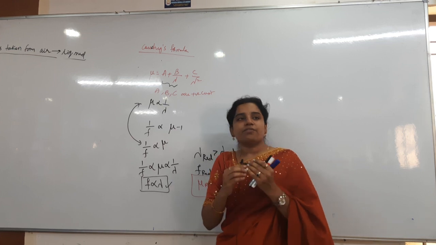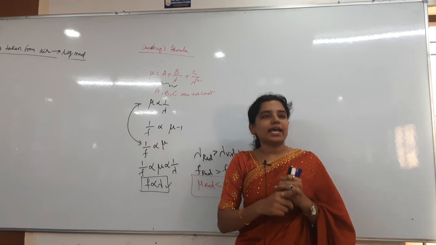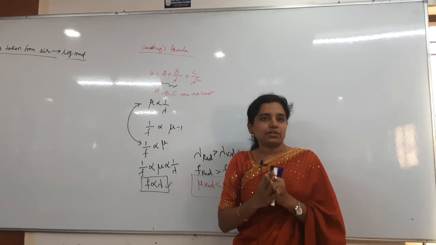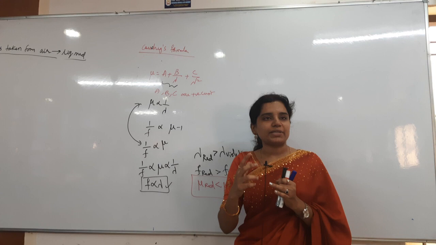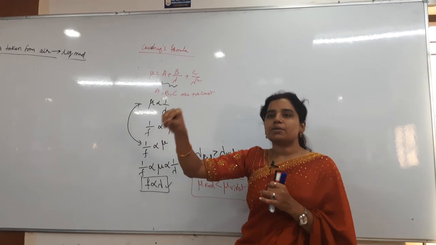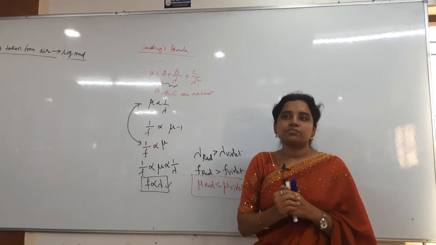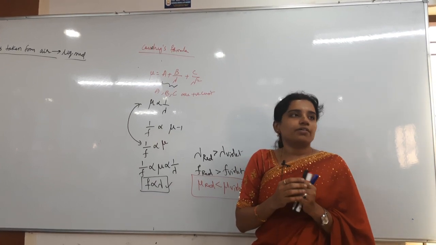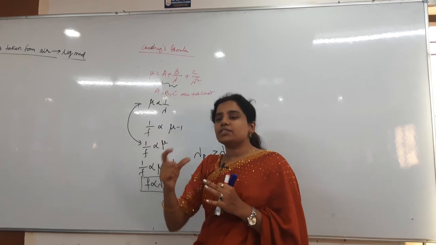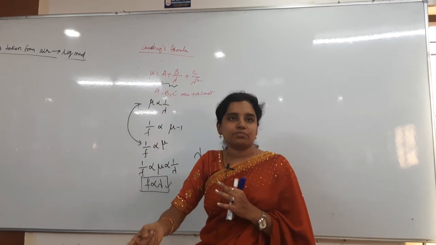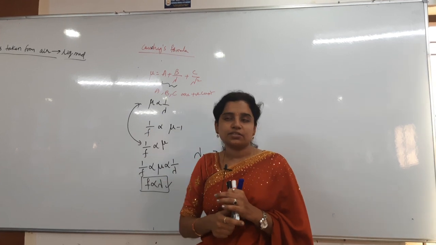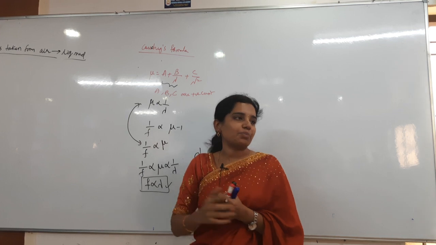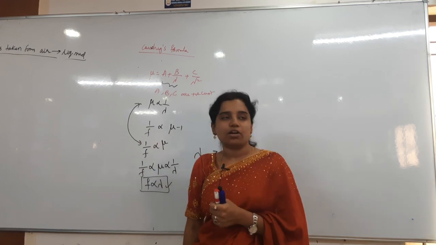Next case is, whenever the refractive index of the glass is exactly equal to the refractive index of the liquid, then what happens? Refraction happens or does not happen? Tell me. When will the refraction happen? Whenever the light is entering from one medium to another medium of different refractive indices. Now I am saying that both have the same refractive index, so refraction never happens. The light will travel just like normal only.